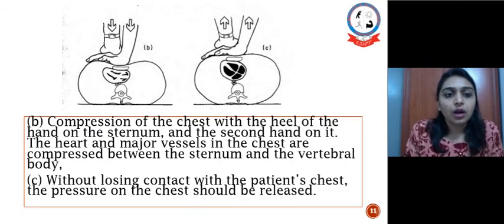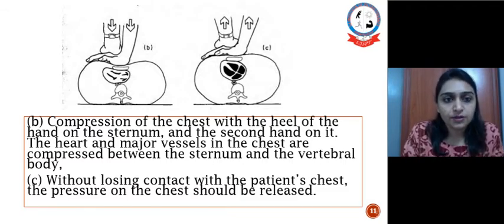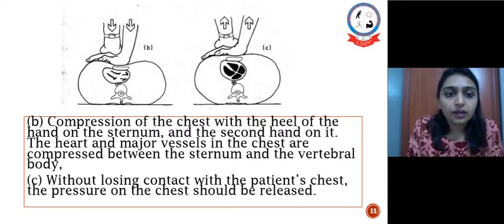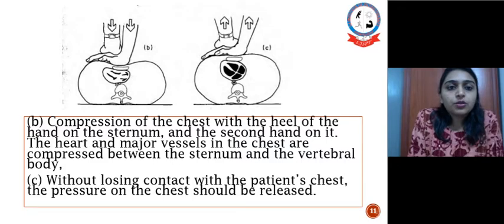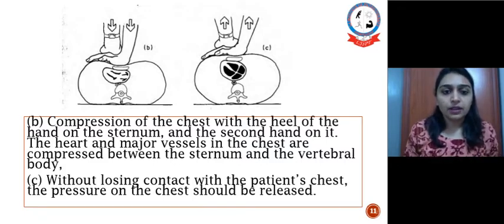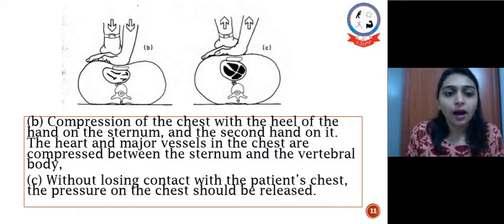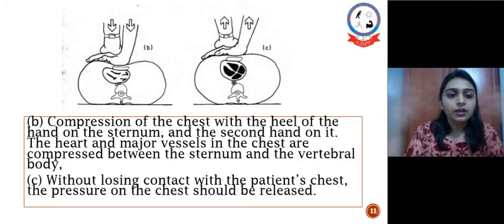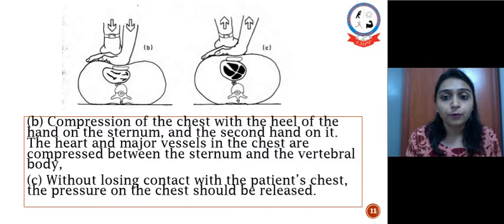We need to apply pressure at a right angle, downwards. We need to keep our elbows straight and try to give pressure from the shoulder down. This way we can squeeze the heart and major arteries between the sternum and the vertebral body. When we apply pressure, the blood inside the heart will be forced to move forward.